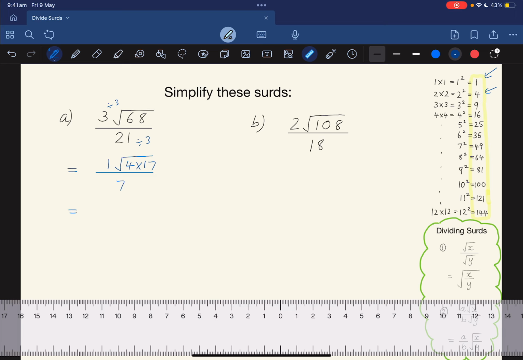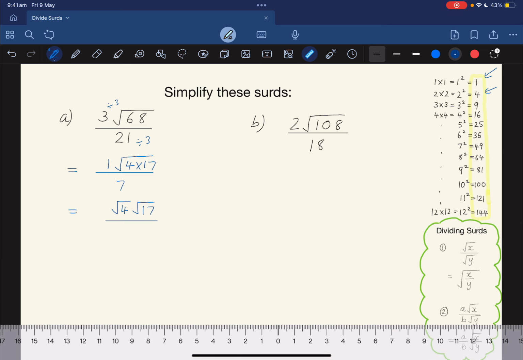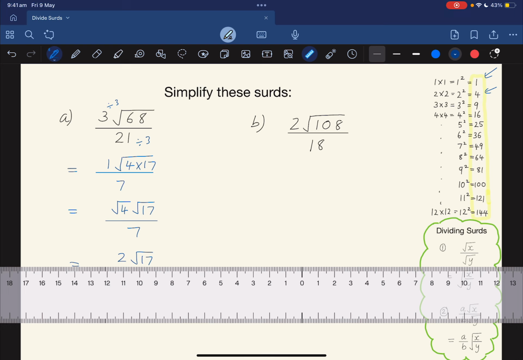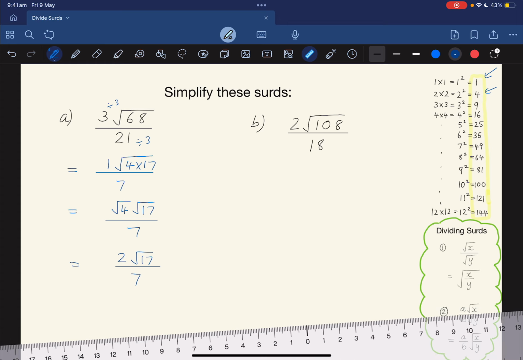We don't even need that 1 on the top anymore, so I'm just going to not write it. Root 4, root 17 over 7, and then you should be able to write that a little bit simpler. Root 4 is 2 on the numerator. 2 root 17 on 7.